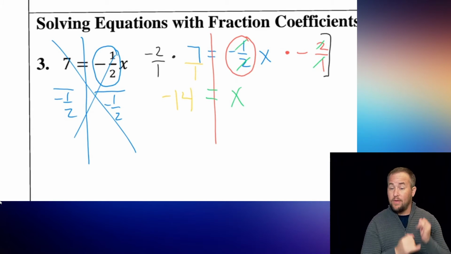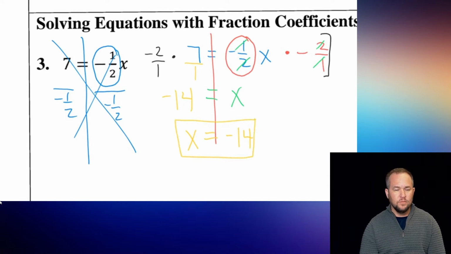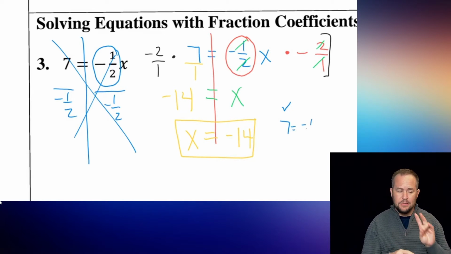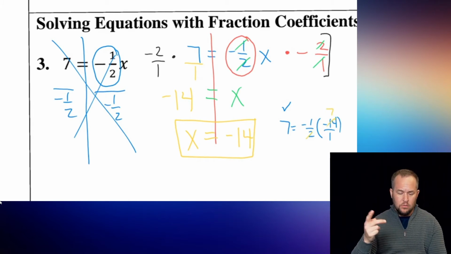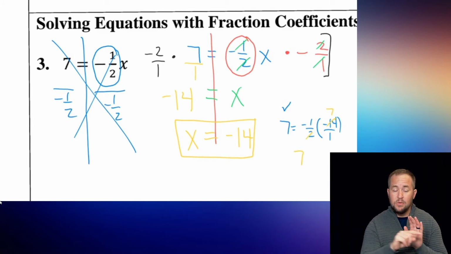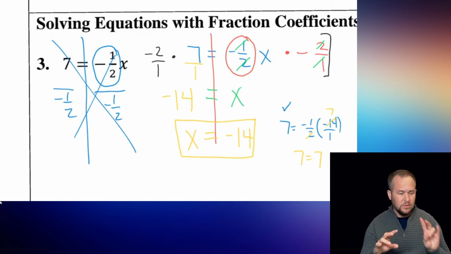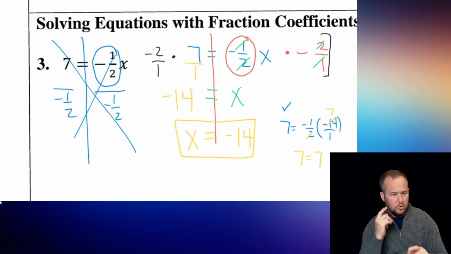Final answer? Switch them around. So x equals negative 14. Box in that final answer. And again, I can do a quick check. Here's my quick check. 7 equals negative 1/2 times negative 14. So that's like negative 14/1. This quickly cross simplifies to 7. So negative times a negative is a positive. So 7 does in fact equal 7. It checks out. We have the right answer.